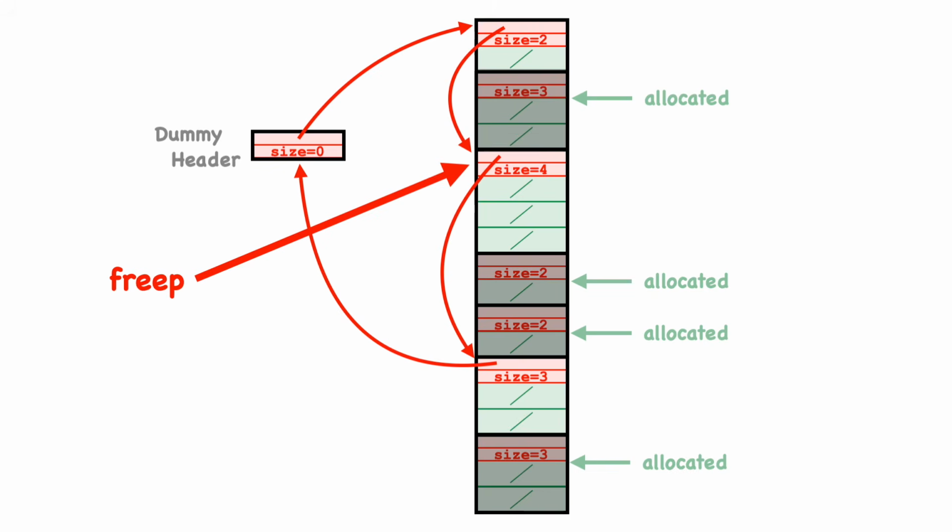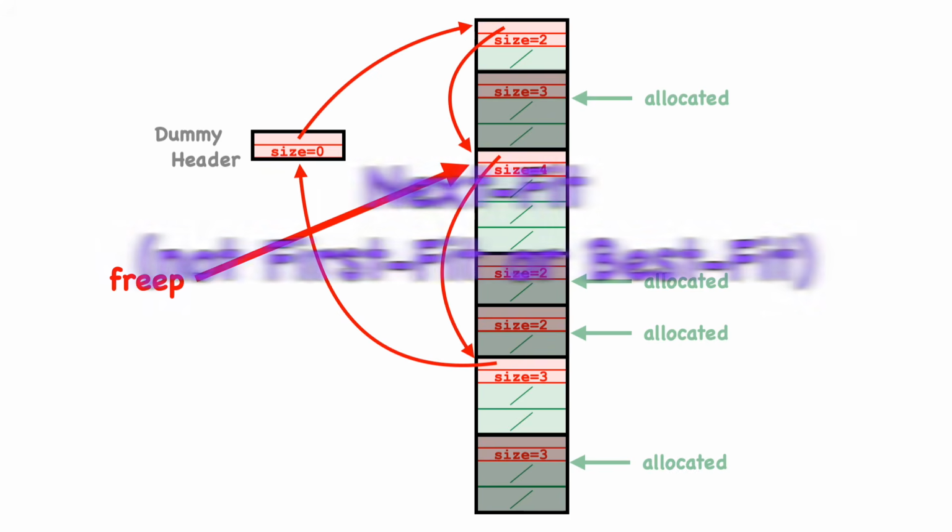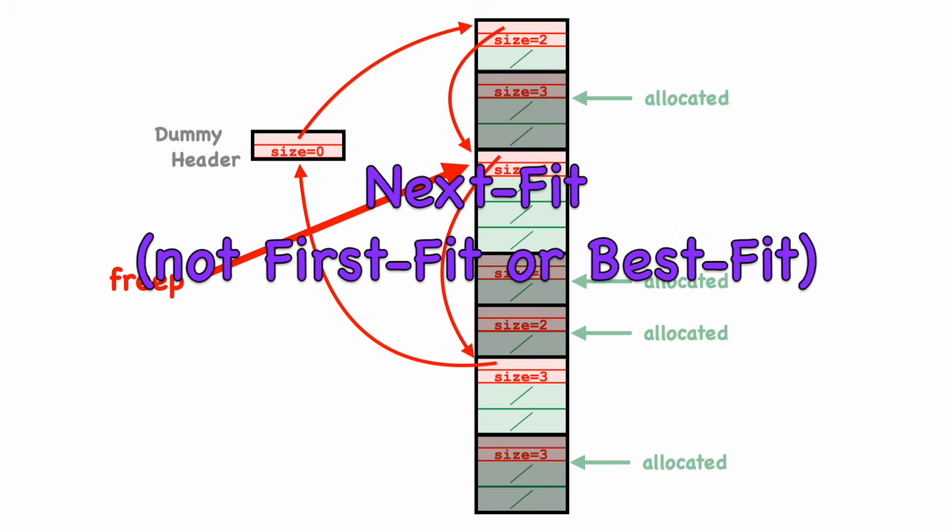Whenever we have to search for a free block, we start wherever free p points. After finding a free block and doing that allocation, we leave free p at that point so that next time we start searching wherever we left off last time. This is sometimes called a next fit search, as opposed to a first fit or a best fit search.